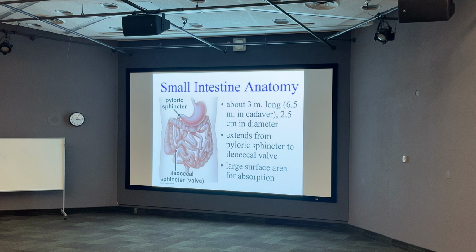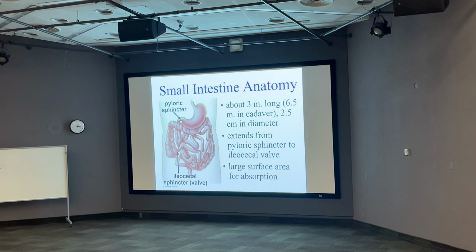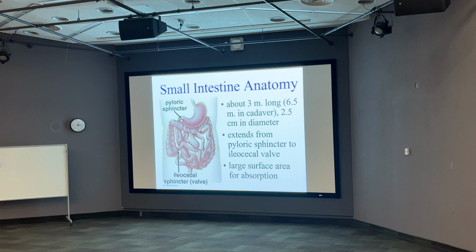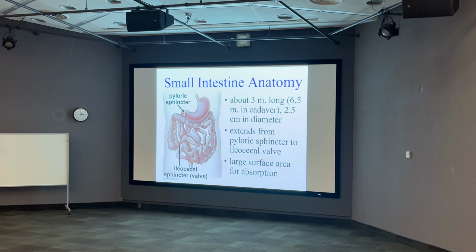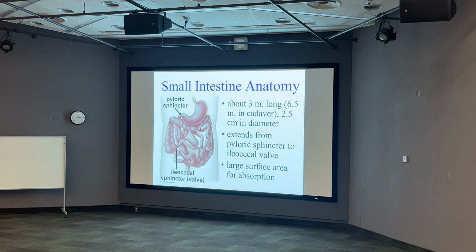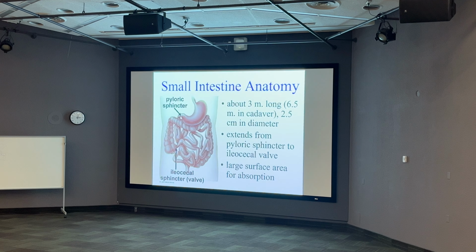But it does extend from the pyloric sphincter. Where do we find the pyloric sphincter? The distal end of the stomach, so it's the boundary between the stomach and the small intestine. And then it extends all the way down to the ileocecal sphincter, also called the ileocecal valve. So you'll see that name being used interchangeably, a valve or a sphincter.